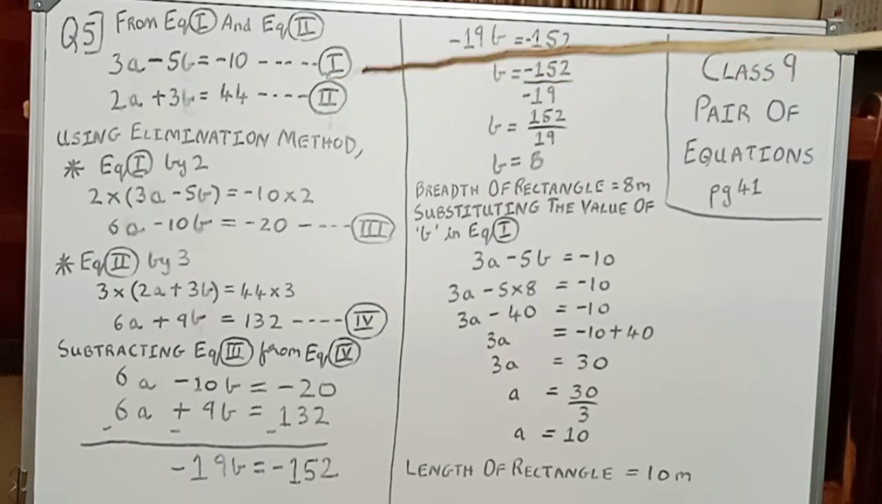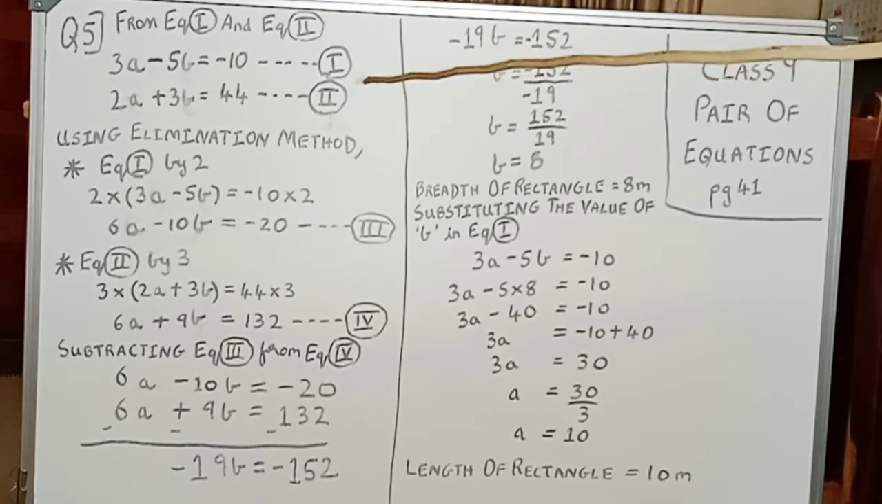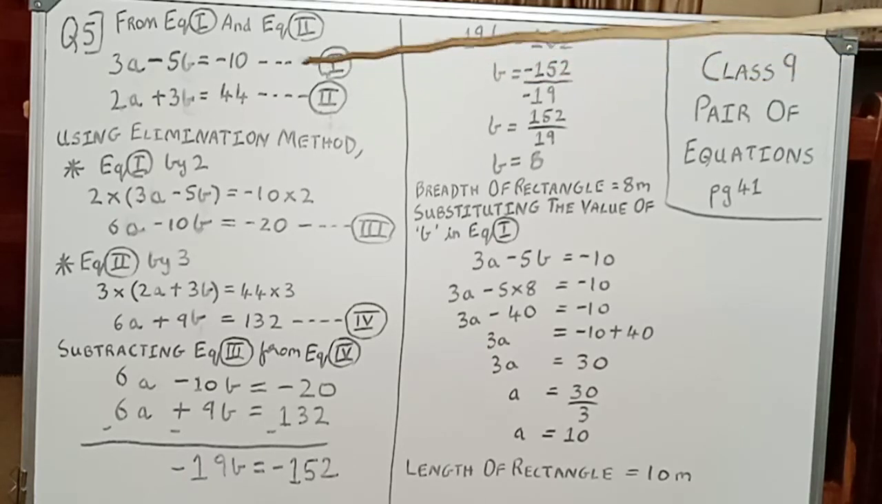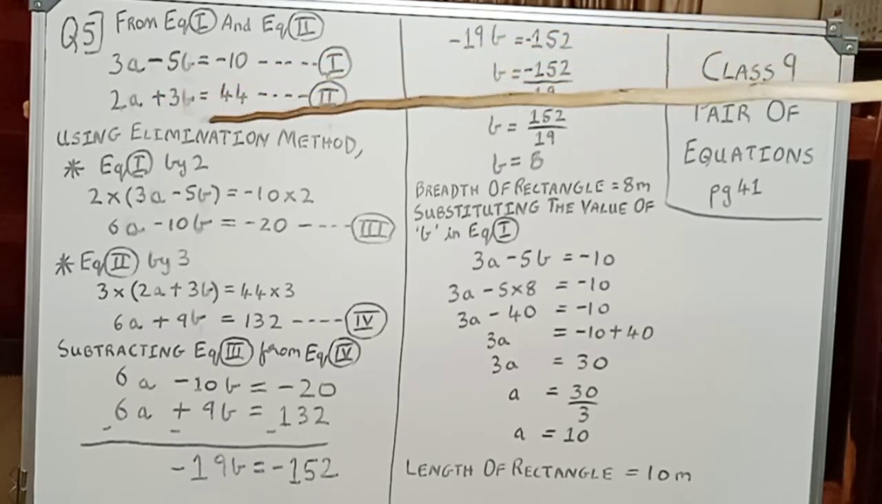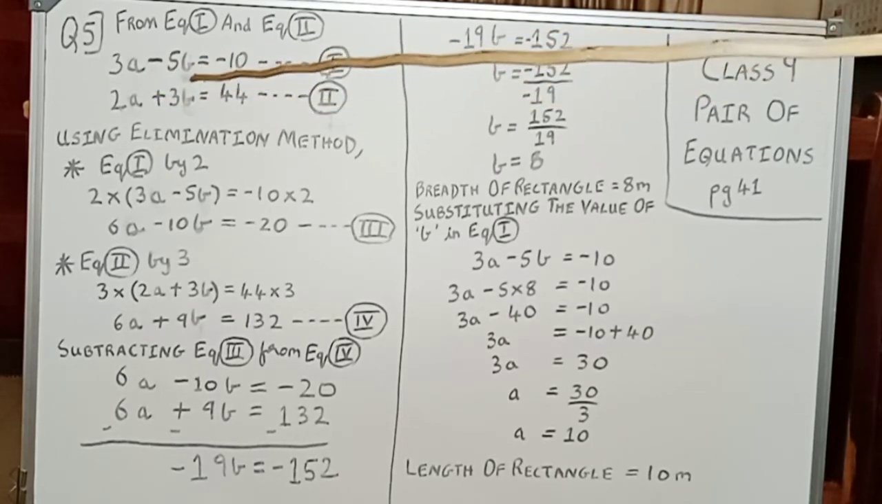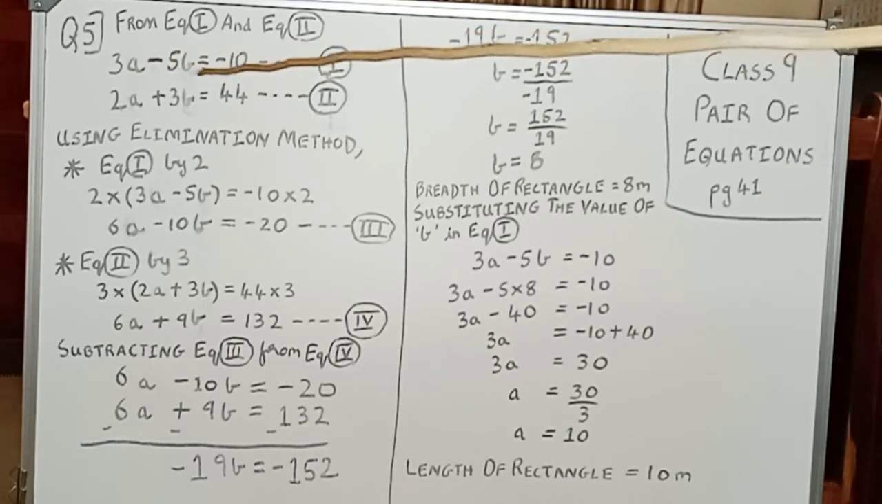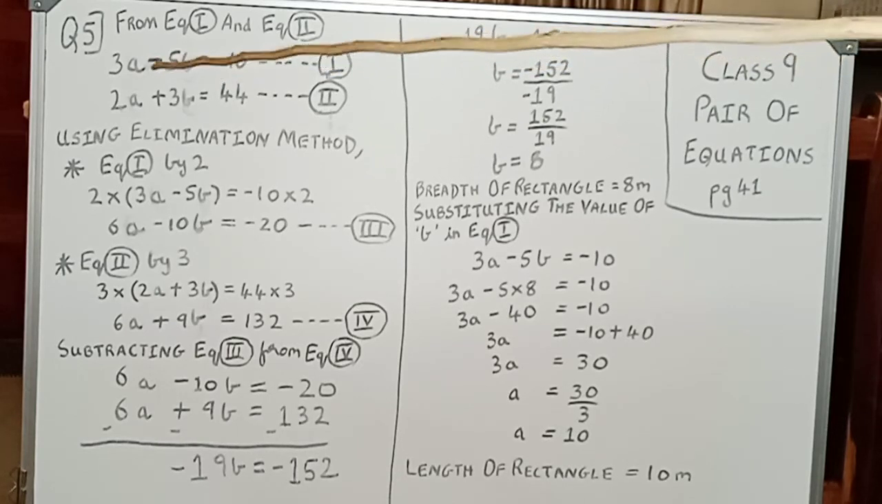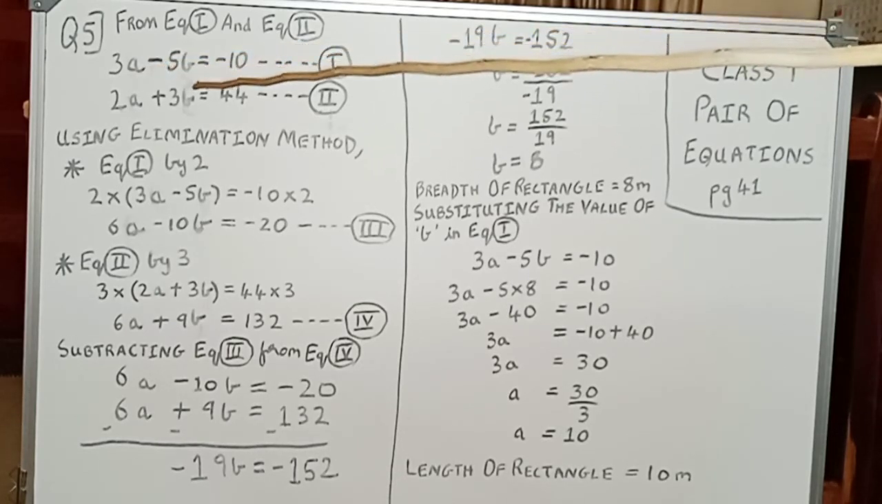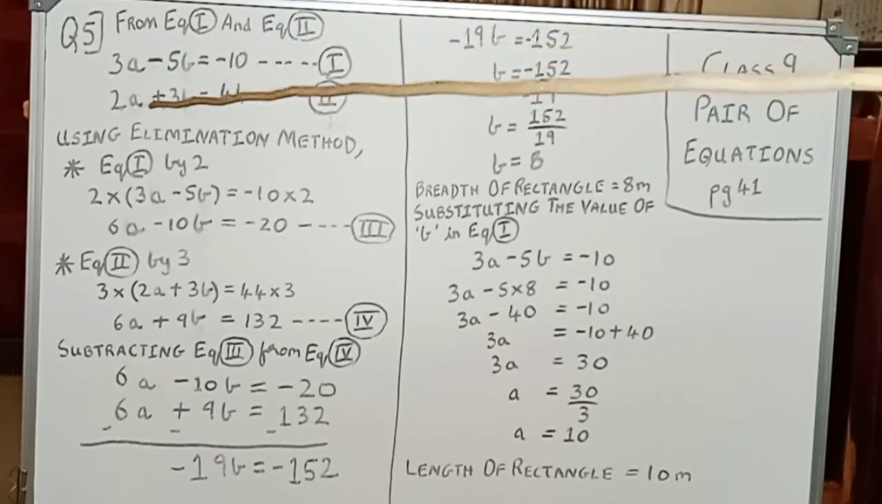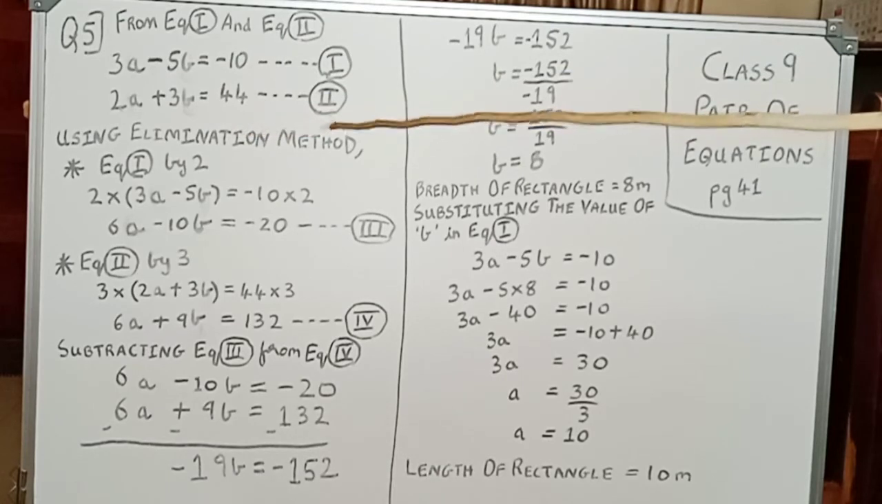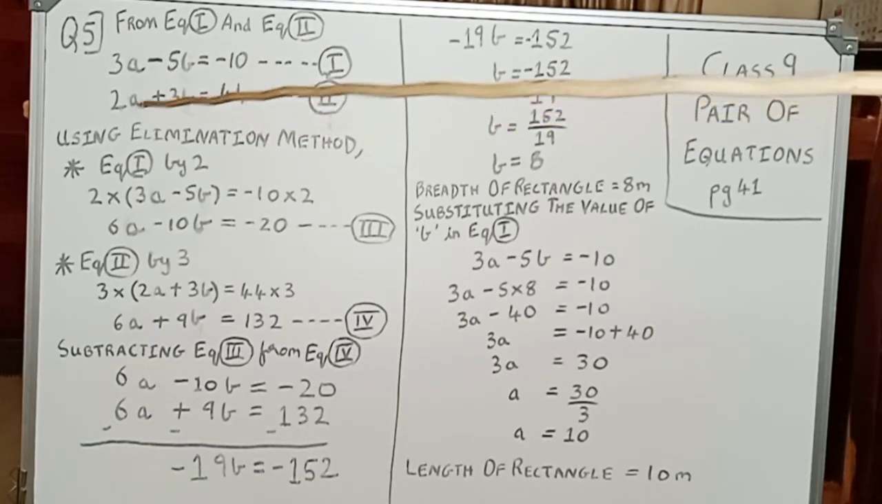Now if you carefully see equation 1 and equation number 2, there are two variables here. a is a variable and b is a variable. We have to find out both a and b, but we don't know the value of a or the value of b. So you have to use the elimination method. Elimination method we had seen previously.